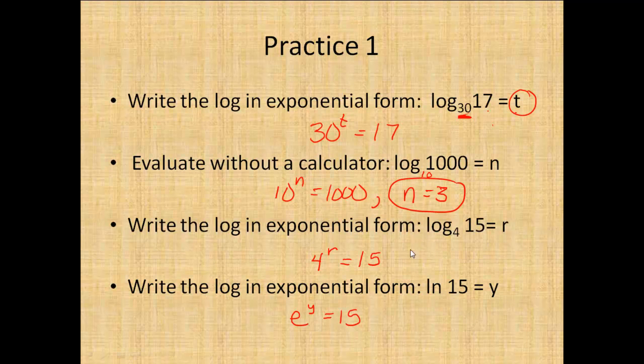And then third one, write it in exponential form. So I take my base of 4 raised to the r. So 4 raised to the r equals 15. And then the last one, write the log in exponential form. Since it's a natural log, that means it has a base e. So this would be like log base e. I have e to the y is equal to my 15.